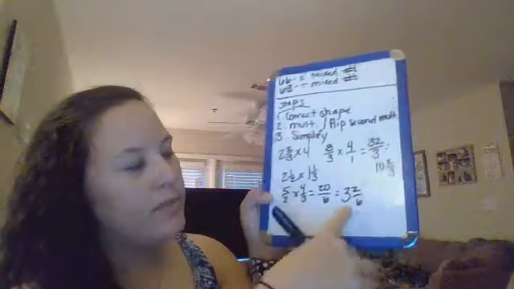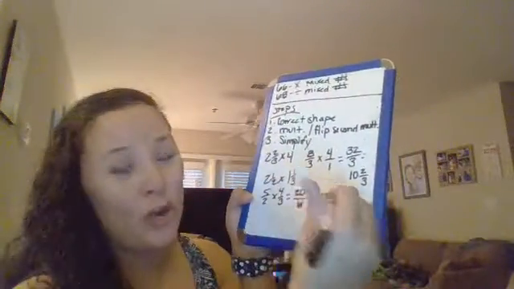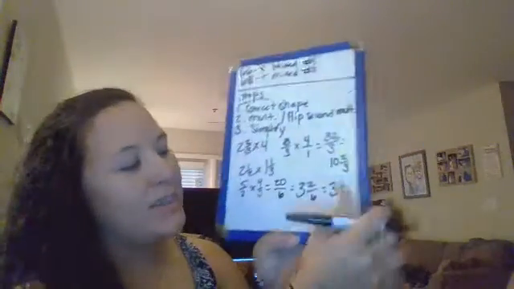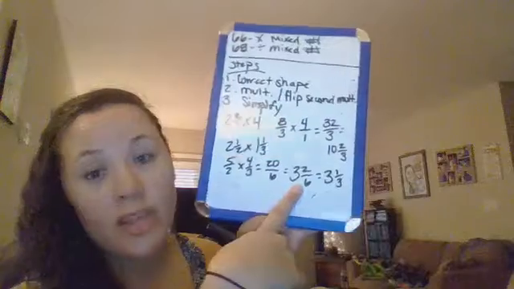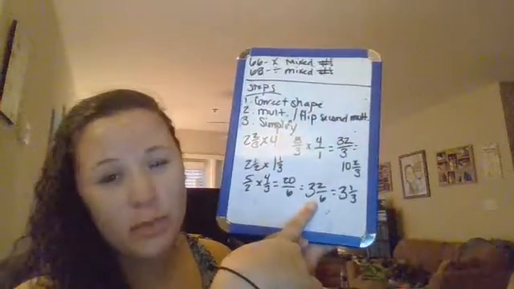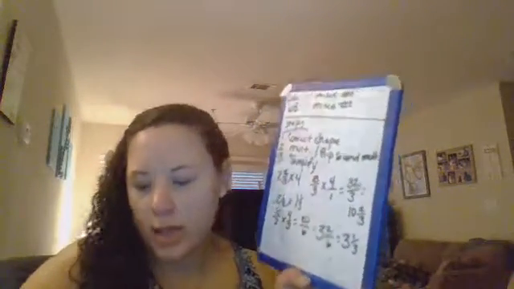And then our last step would be simplify. 2/6 can be simplified into 1/3. So our final answer is 3 1/3. We cannot leave it as 3 2/6 because that's not reduced all the way. All of your answers have to be completely reduced. All right? So that was all to multiply. Now we're going to use the same steps to divide.